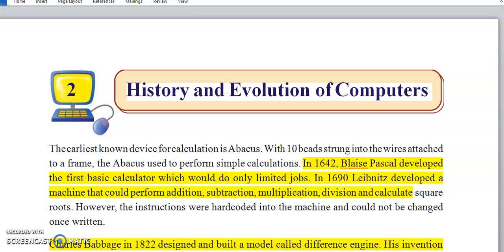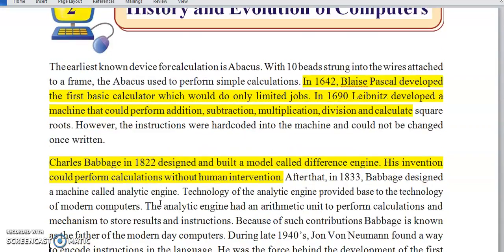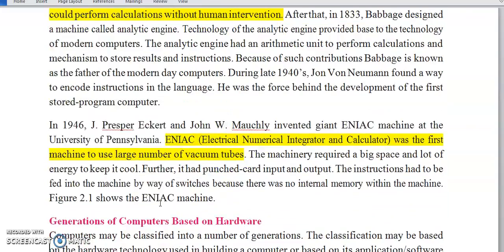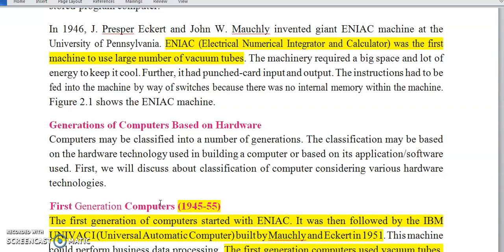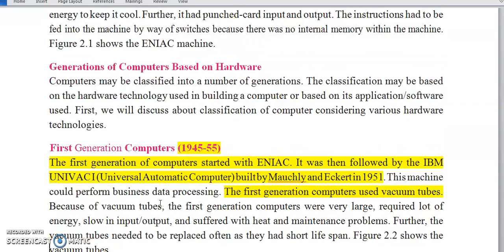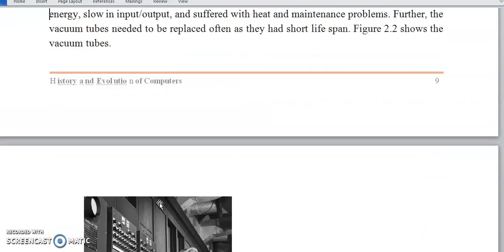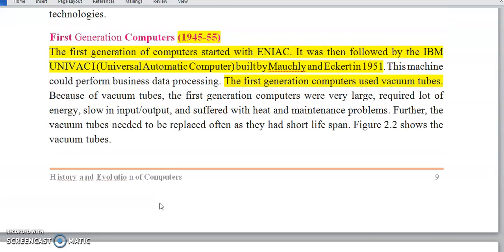Yesterday we already started our second chapter, history and evolution of computers. Yesterday we saw the generations of computers. As per the hardware used in computers, there are some generations based on hardware. First generation, 1945 to 1955. It's called ENIAC. In first generation computers, they used vacuum tubes.